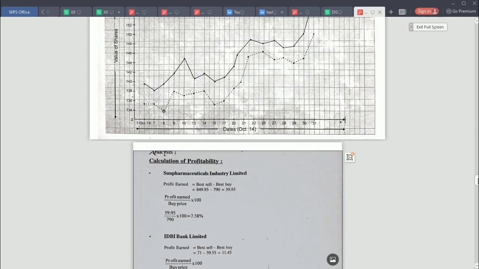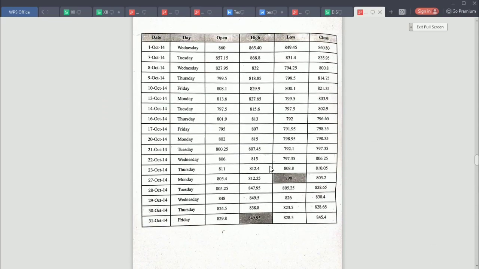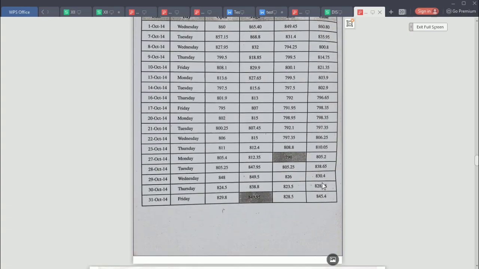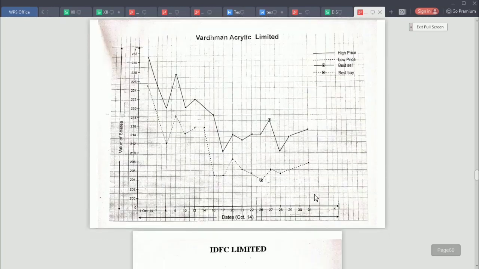If you remember, we had taken this into consideration. This is the buy price, this is the sell price. So sell price minus buy price means if you have bought anything for 790 and you are selling it for somewhere around 850, the difference is the profit. So we need to find out the profit from every share, and then we need to find out the profitability ratio also. So 849.95 minus 790. So this is how this study has been made for every company and its shares.